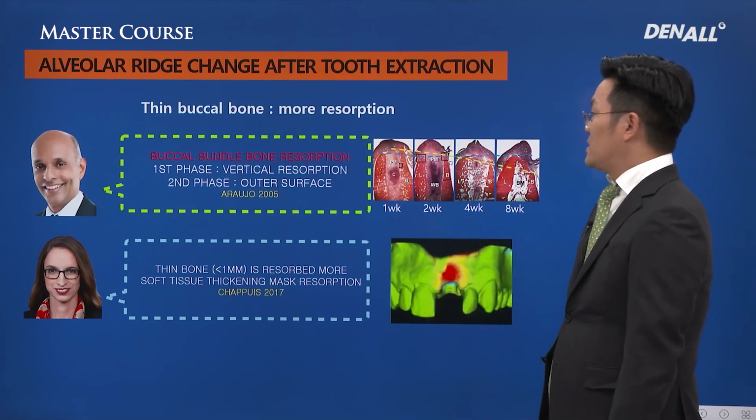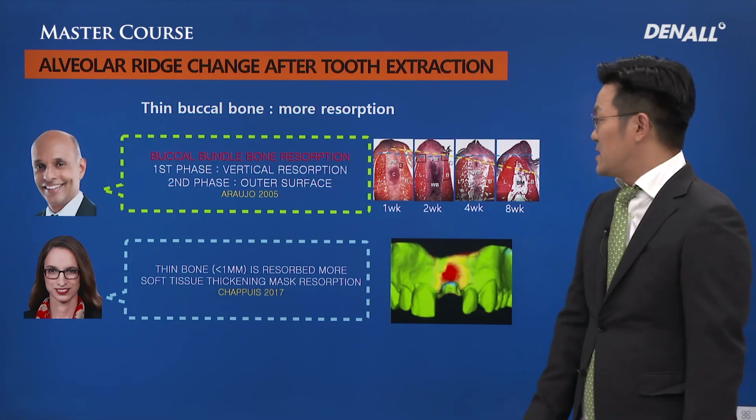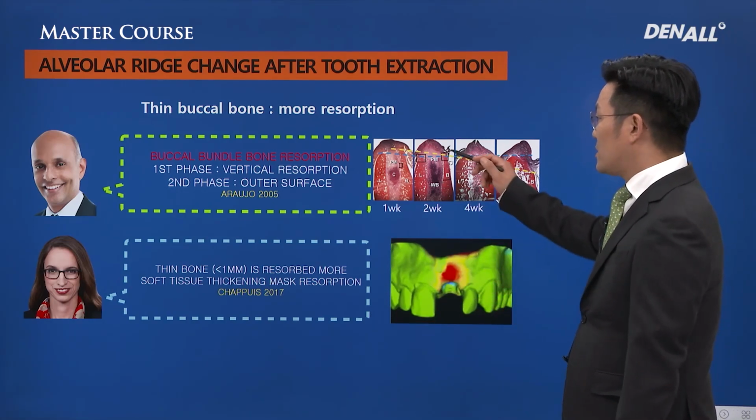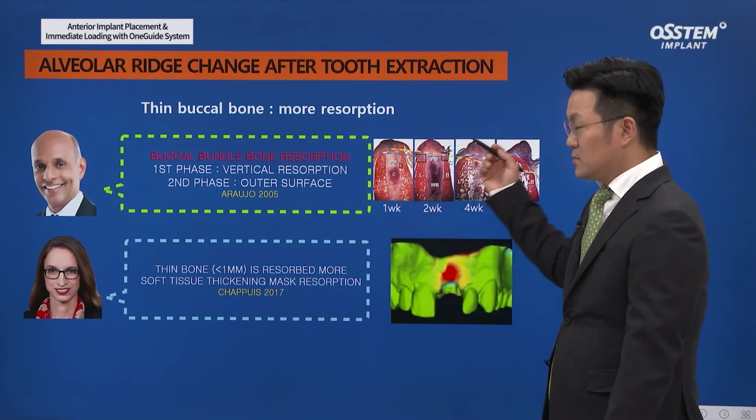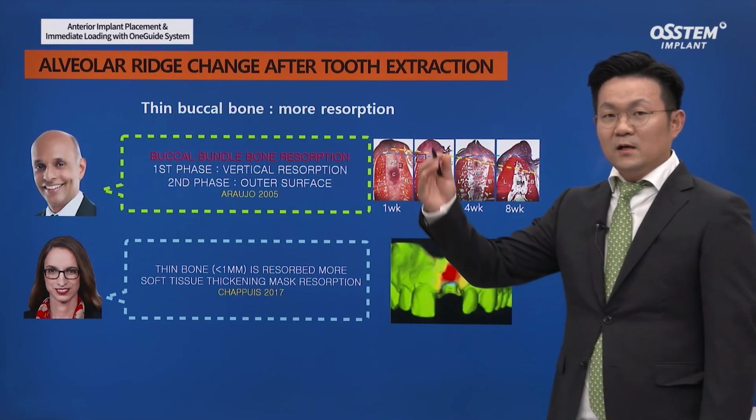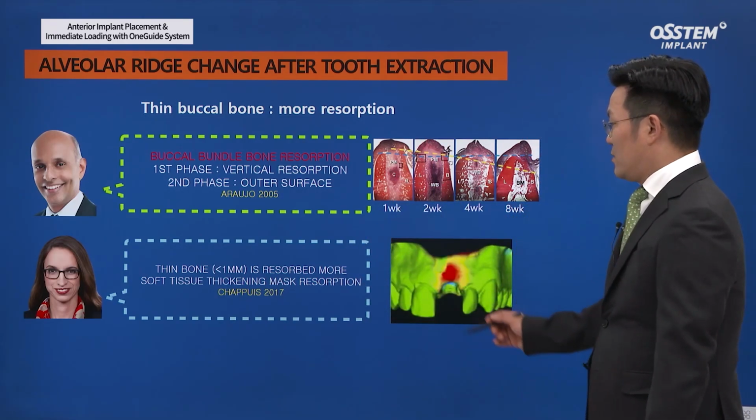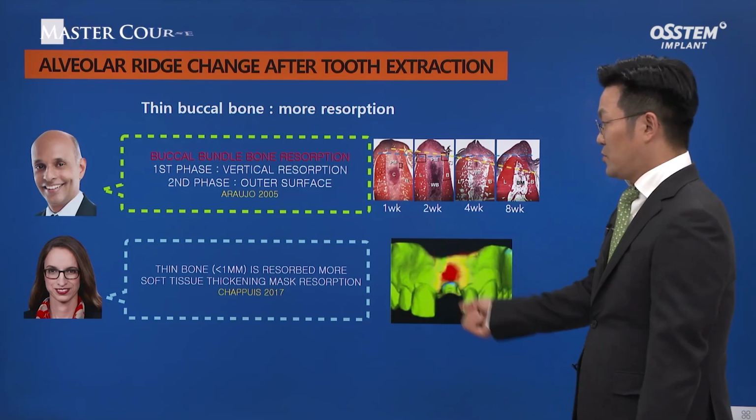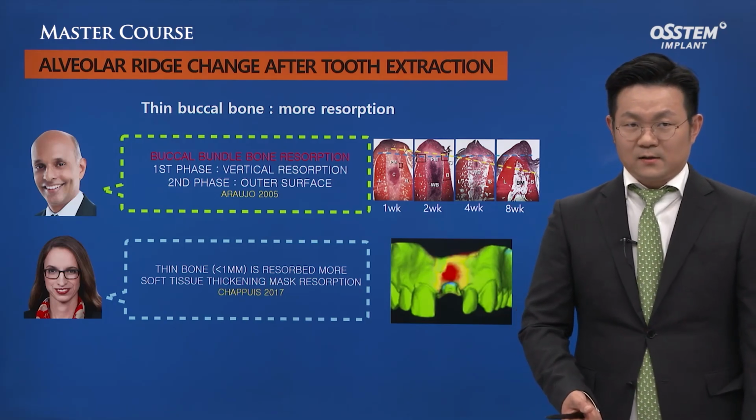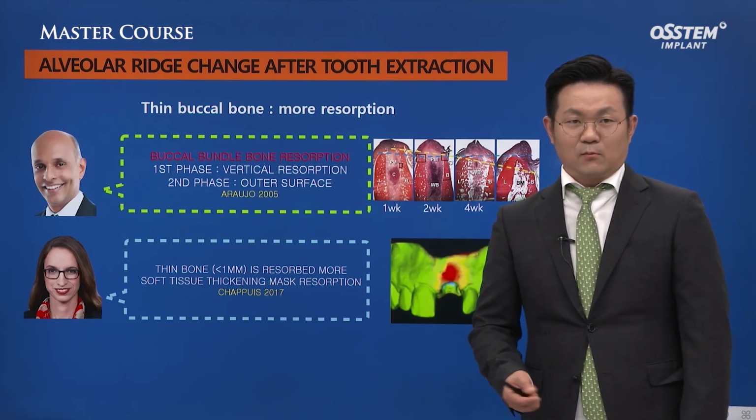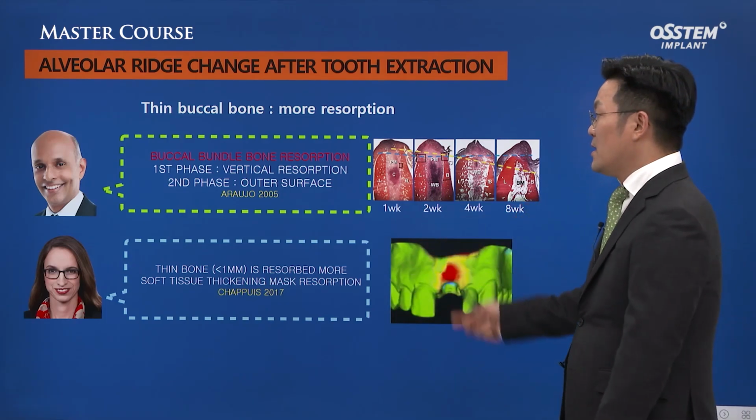In this famous article, they talked about how the buccal bone is resorbed. First, we have buccal bone resorption, and then vertically, and then the outer surface side is the second phase, becoming shorter. And a 2017 study says labial bone that is thin, less than 1 millimeter, has more resorption, but with thicker soft tissue, we don't feel it, but once we place an implant, that sort of disappears.